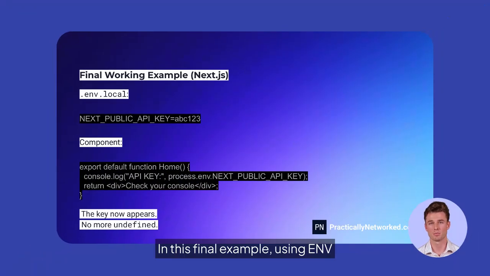In this final example, using .env.local with NEXT_PUBLIC_API_KEY, the key appears correctly in the console.